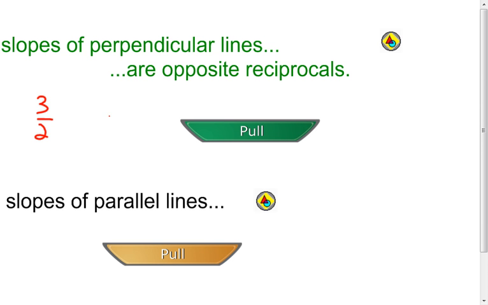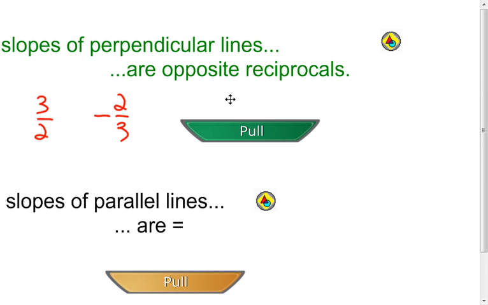Well, opposite of positive is going to be negative, and the reciprocal means flip the fraction, so it's going to have a slope of -2/3. That's just one example of slopes of perpendicular lines. Now when you go to parallel lines, being they never touch and they're always going in the same direction, their slopes are going to be equal. So if one has a slope of 2/3, the other one's going to have a slope of 2/3.